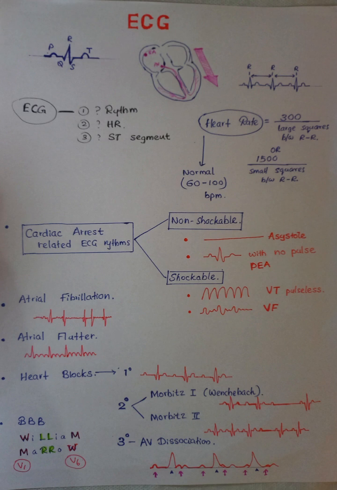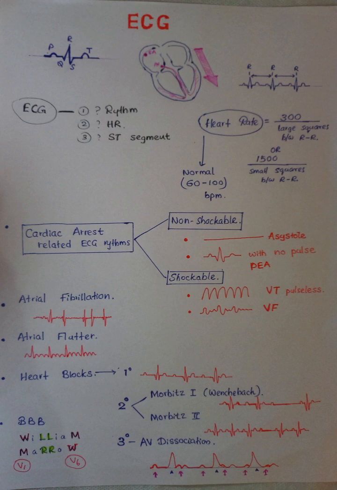So if a patient's ECG has this PQRST pattern and regular rhythm, we can call it a sinus rhythm. In an ECG, we have to check the heart rate and the rhythm, and other changes such as ST segment changes and additional features such as the presence of U waves.